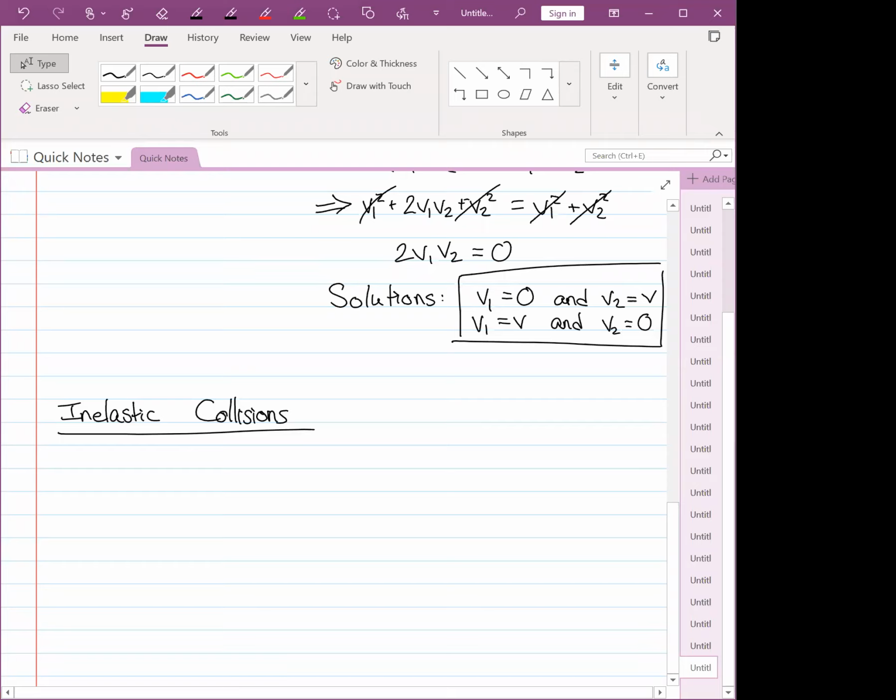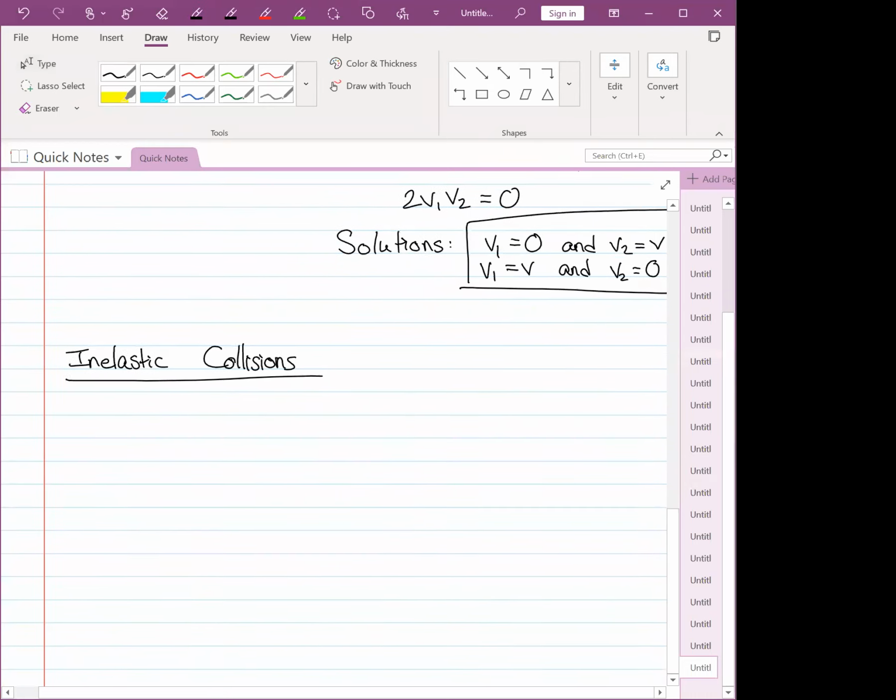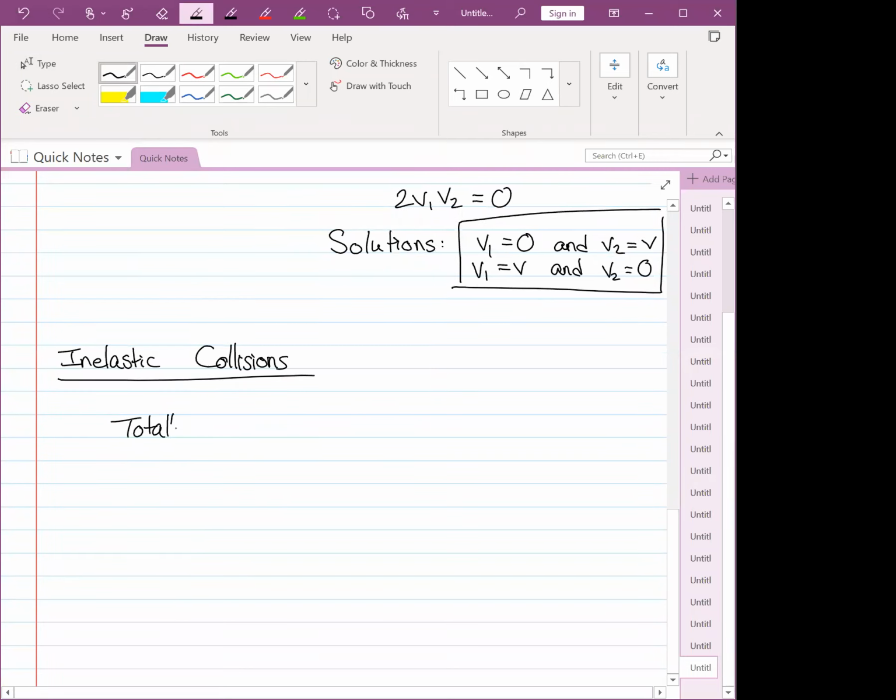Where was I? There's a specific type of inelastic collision, which is special, which is called a totally inelastic collision. A totally inelastic collision is kind of as it sounds. It is a collision in which the maximal amount of kinetic energy is lost to thermal energy.